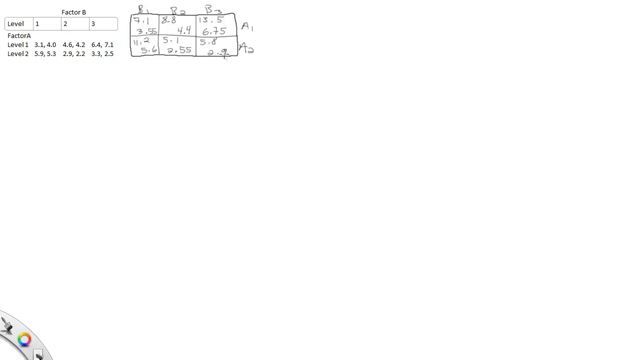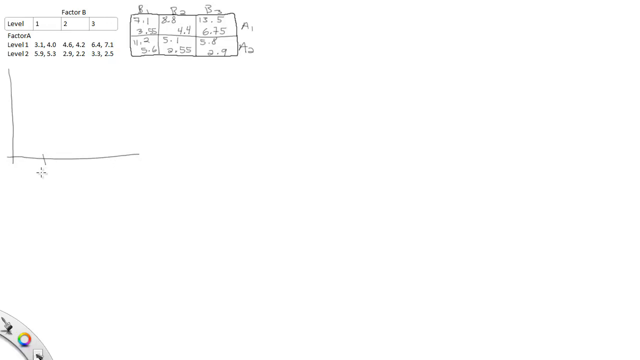So it's a little time consuming to do all these calculations. This is why usually in these sections they use software to do all this. But these means are what we would plot to determine if it appears that there is an effect for both the main effects and the interaction. So here's my little drawing.